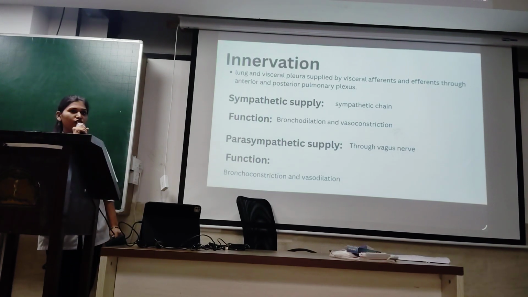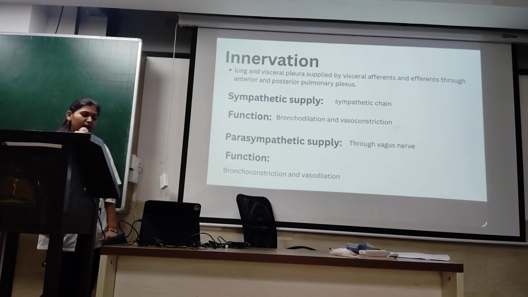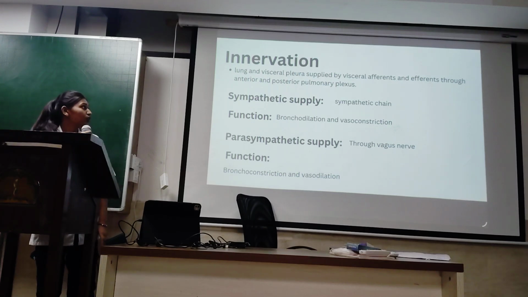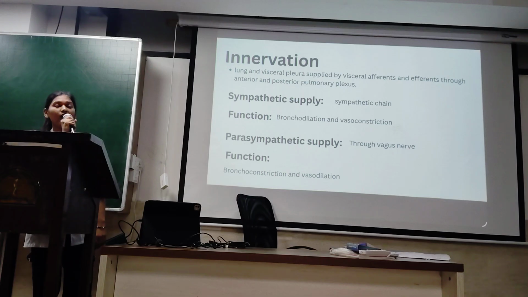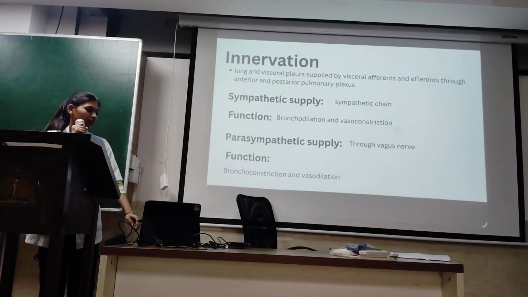Now let's see the innervation of the lungs. Lungs and the visceral pleura are supplied by visceral afferents through the anterior and posterior pulmonary plexus. This plexus further divides into sympathetic and parasympathetic supply. Sympathetic supply is by the sympathetic chain, which causes bronchodilation and vasoconstriction, and the parasympathetic supply is through the vagus nerve, which causes bronchoconstriction and vasodilation.